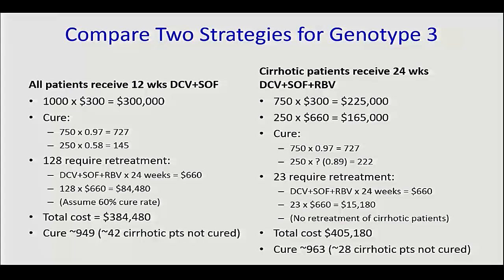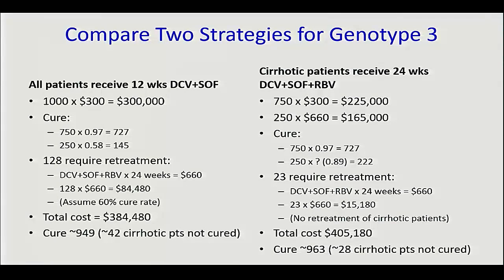What I struggle with is if we look at the U.S. IDSA AASLD guidelines, they recommend that if you have genotype 3 and cirrhosis, that you get 24 weeks of sofosbuvir and ribavirin, as opposed to just 12 weeks of daclatasvir and sofosbuvir.